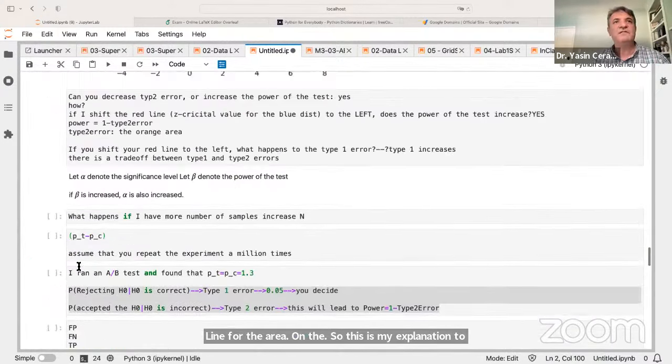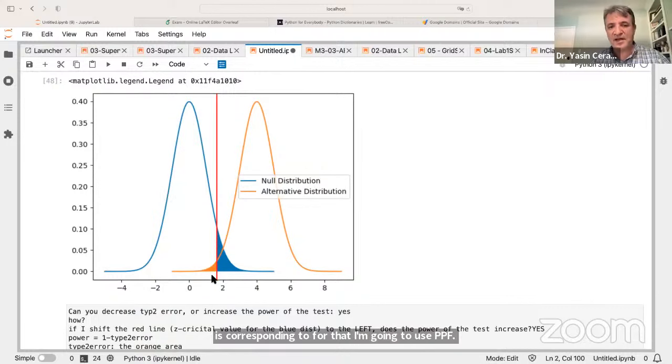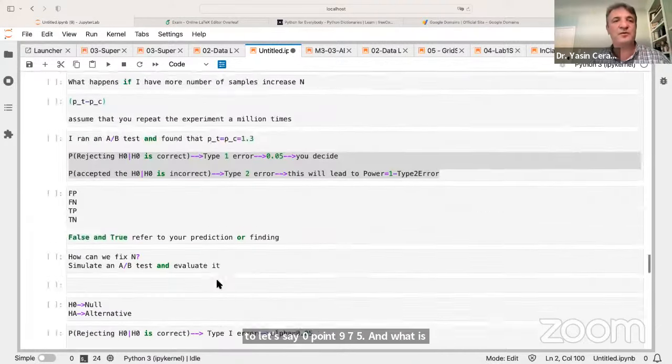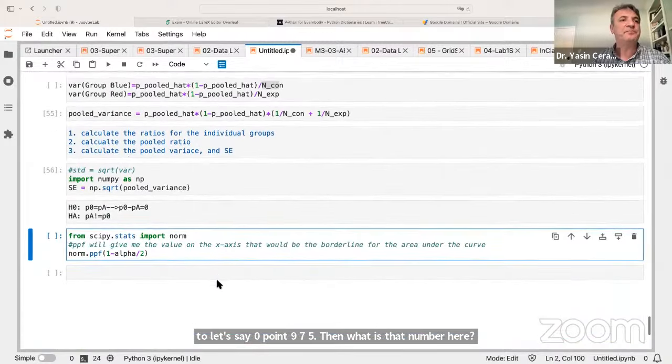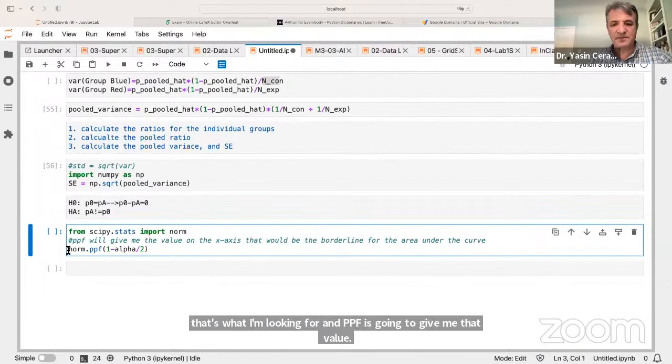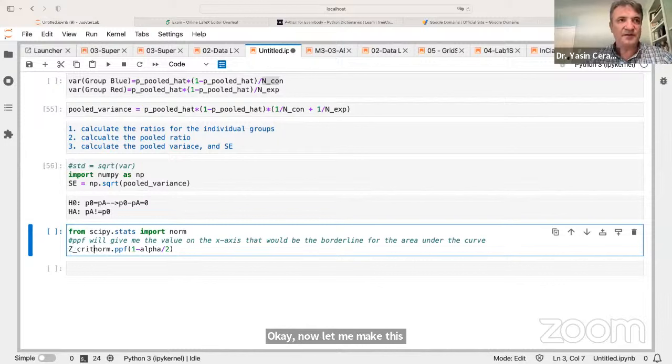So if I know the total area under the curve up to this red line, and I'm curious what this red line corresponds to, for that I'm going to use PPF. PPF is going to turn this cumulative area back into this point here. So if I know that the area under the curve up to this point is equal to, let's say, 0.975, then what is that number here? That's what I'm looking for, and PPF is going to give me that value. Now let me make this equal to the critical value, which is very critical. So let's keep this in mind.